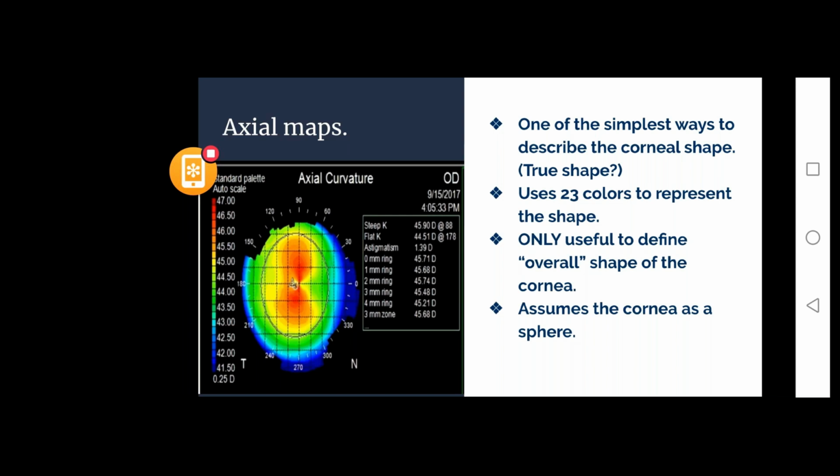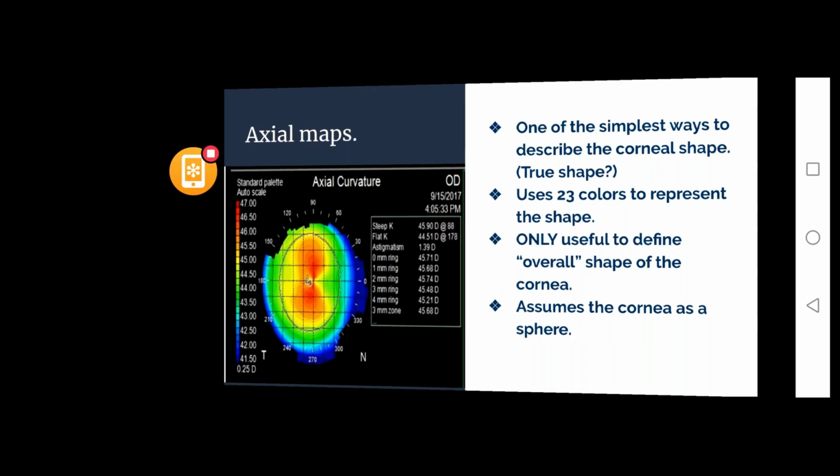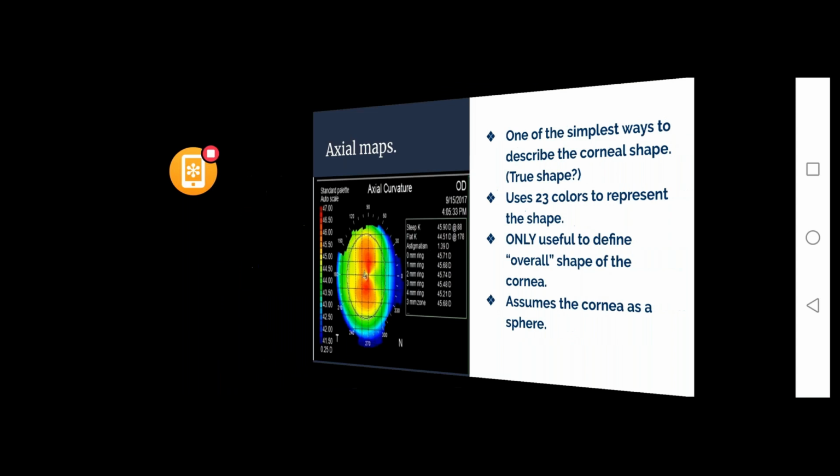But there is a negative point in this. It is that it considers the cornea to be a spherical surface. Right. But that is not true. The cornea is not a spherical surface. It is an aspheric surface. So, when can you use an axial map? Axial map can only be used when you want to grossly evaluate the anterior surface of the cornea.